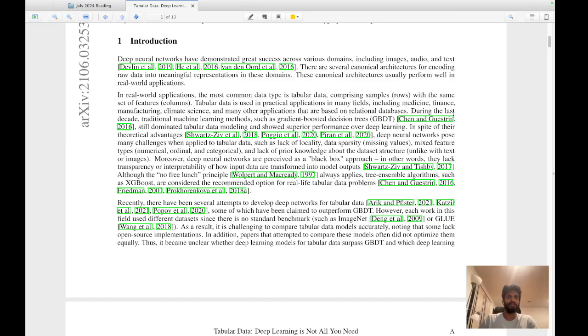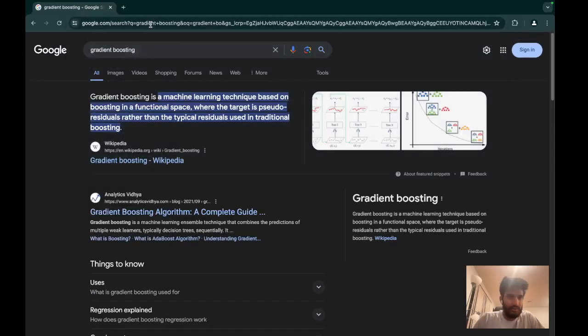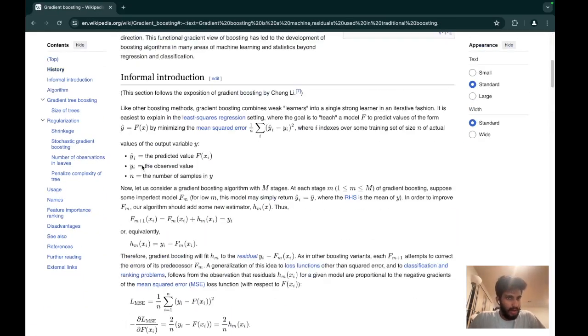During the last decade, traditional machine learning methods such as gradient boosting decision trees (GBDT), I can't remember what gradient boosting or XGBoost actually is. I know I studied that a little bit during my machine learning courses, but let's just read about it quickly. Gradient boosting is based on boosting in a functional space where the target is pseudo residuals rather than the typical residuals used in traditional boosting. I have no clue what that means.